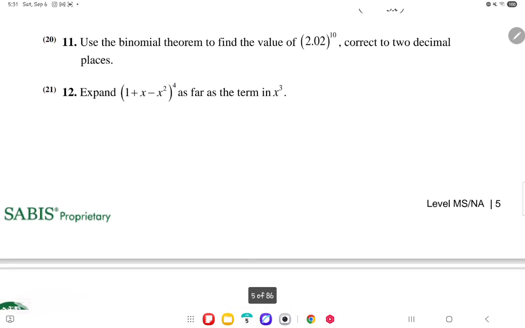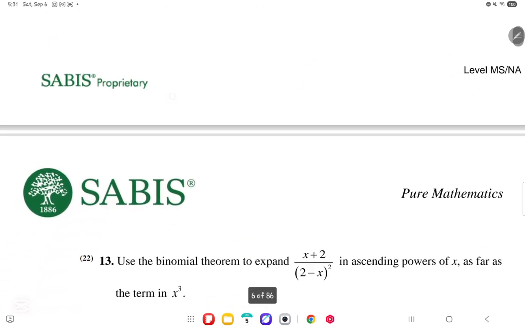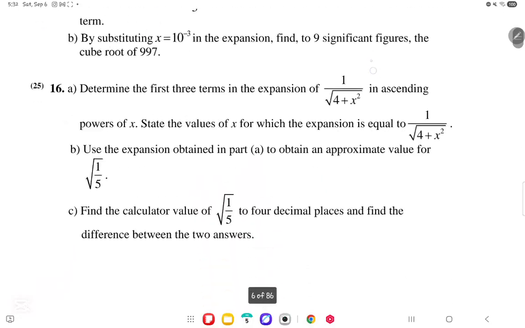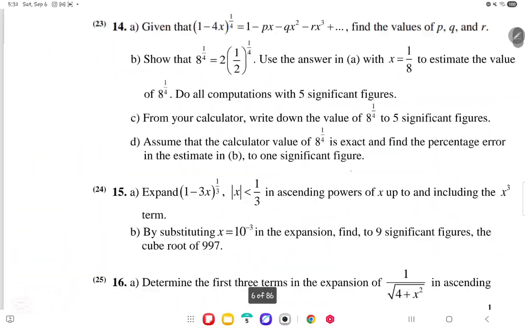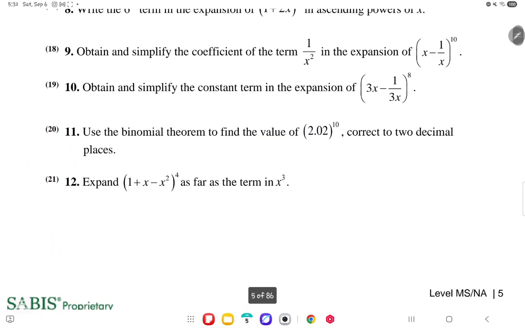We'll move on to question number 11. Yeah, I think 11 is the last of what we have. So question number 11, what does it say? It says, use the binomial theorem to find the value of 2.02 to the power of 10 correct to 2 decimal places. It's gonna take a really long time, but first thing, what do you do? You separate it by going from the decimal place. From the decimal place, what do you have? 2 plus, instead of the 2 put 0, 0.02 to the power of 10. Using Pascal's triangle, it's gonna take a really long time, same as using combination. So in this case, I prefer to use combination.